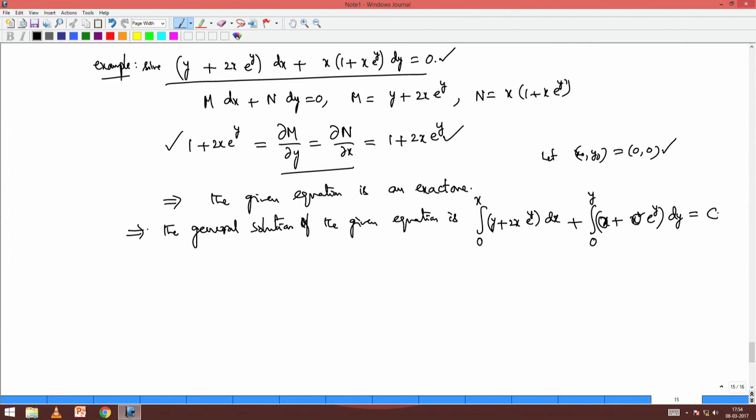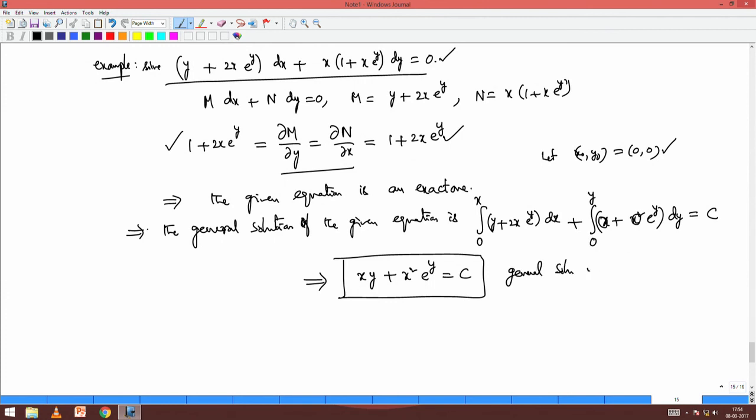equal to constant. So, if you integrate this now with respect to x, xy plus x square e power y, and this is 0, equal to constant. So, this is your general solution, with an arbitrary constant C.